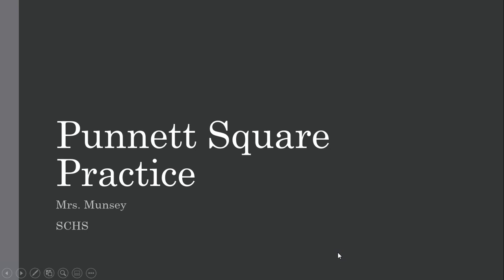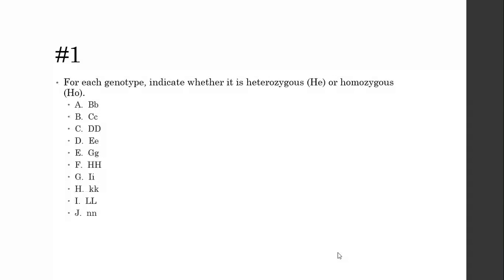So Punnett square practice is going to take us through how to work some Punnett squares and how to determine if something is dominant or recessive. So for slide number 1, for each genotype, indicate whether it is heterozygous or homozygous. Remember, hetero is different and homo is same.